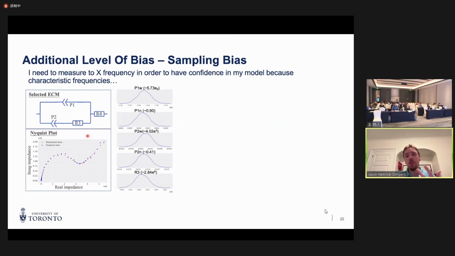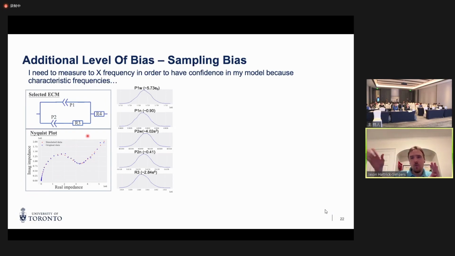One of the really cool things is once you have a hammer, you can start finding nails all over the place. And so there's this additional level of bias called sampling bias. If you've done EIS before, or if you've ever had to do a measurement where you had to ask the question of how long do I have to measure until I've measured enough?